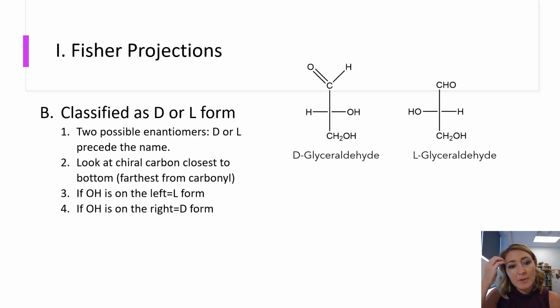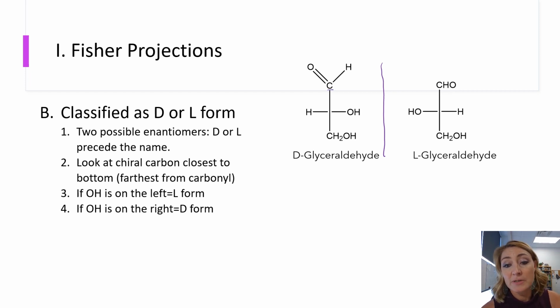When we talk about carbohydrates, we will classify them as being in a D or an L form. So these are the 2 enantiomers that exist, and we're using one of the carbohydrates that you have to have memorized for the structure. We're using glyceraldehyde as the most simple one. In order to determine if you're working with D-glyceraldehyde or L-glyceraldehyde, you're going to look at the chiral carbon closest to the bottom or farthest from the carbonyl.